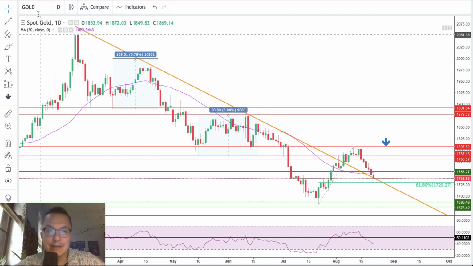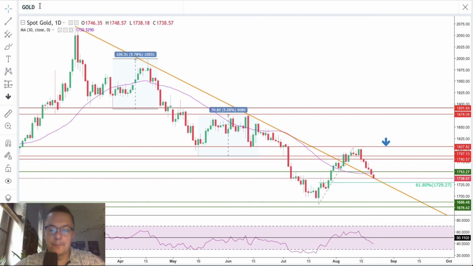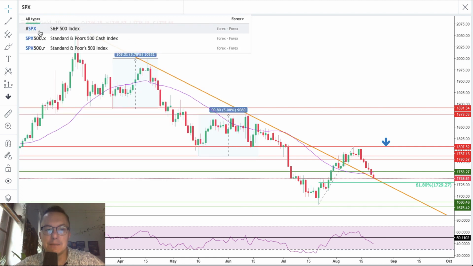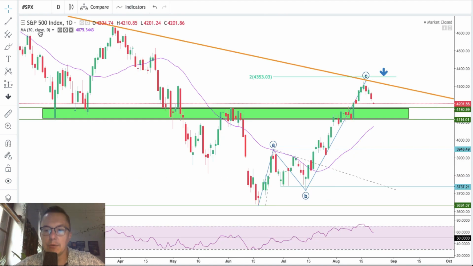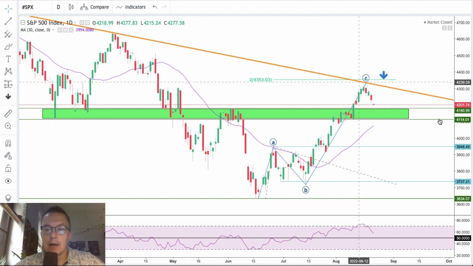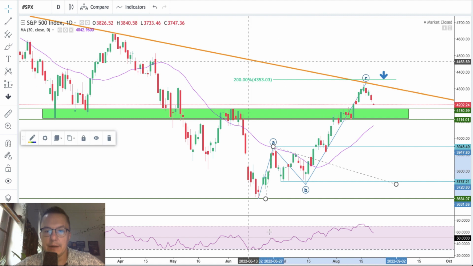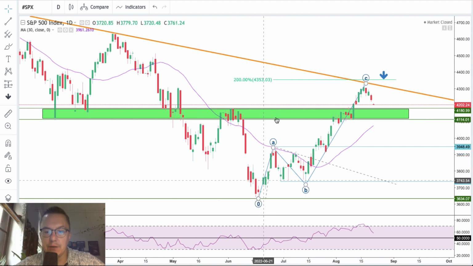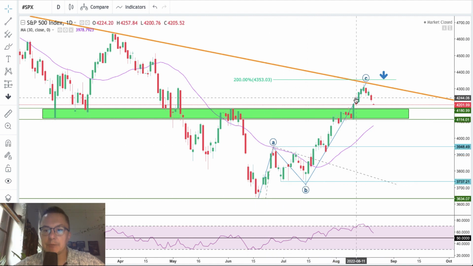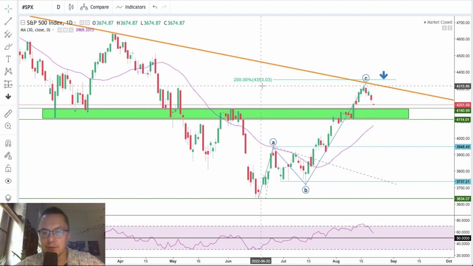So this is according to the overall money flow. Let's find out if the S&P 500 index supports our view. It should be going down, and this is the situation that is happening. As you remember, last time we almost hit the level of 200%. Let me just change it to the percent. There you go. This is 200% of the extension of the wave A measured from the lows of the wave B. So this is around 4,353 points.